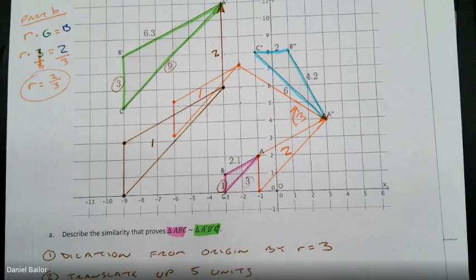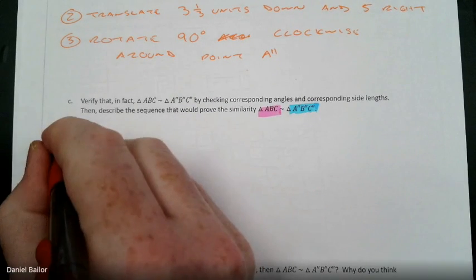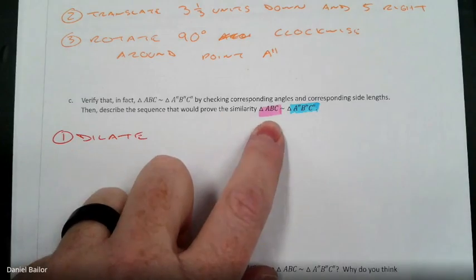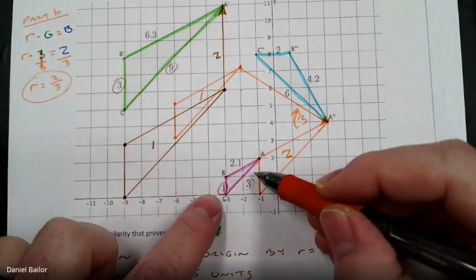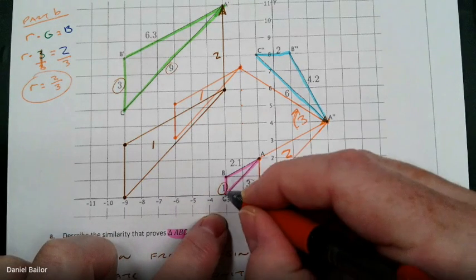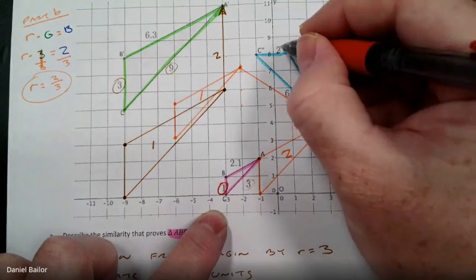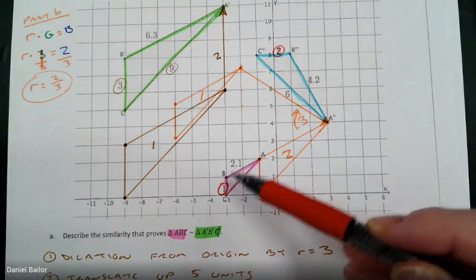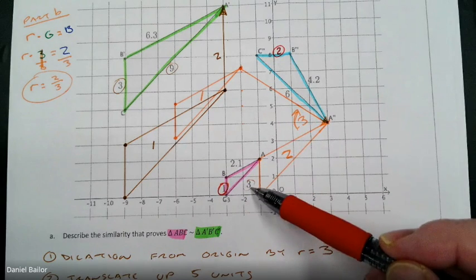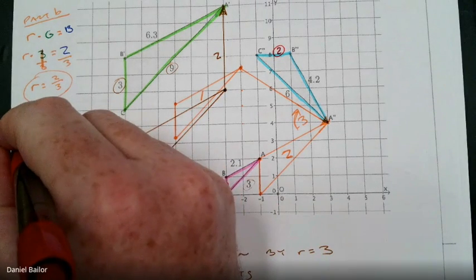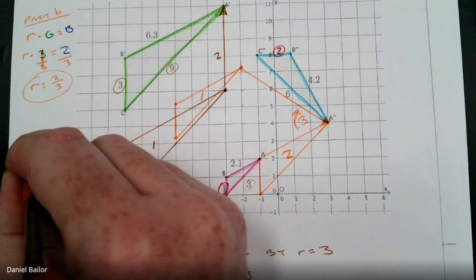Okay, let's prove it. First thing we do, remember, I need another color. Let's do red. First thing we need to do is dilate, match the size. So remember, we're starting with red. So let's look at red and how do we match the size to the blue? Well, I'm looking at BC. BC here is 1, BC here is 2. So that is actually an easy R factor, because 1 times 2 makes 2, 3 times 2 makes 6, and 2.1 times 2 is 4.2. So for part C, the R factor is just 2.